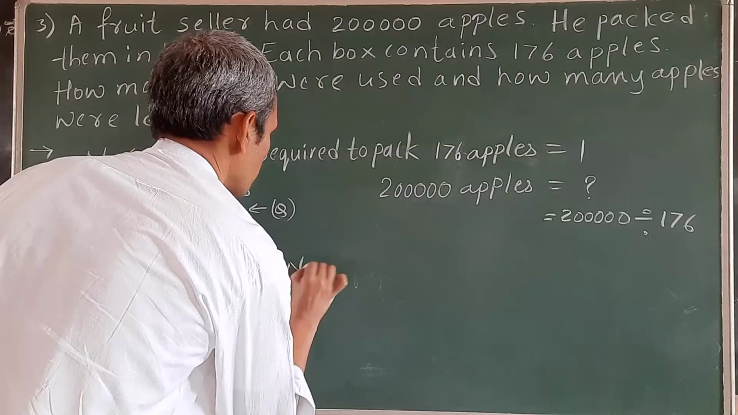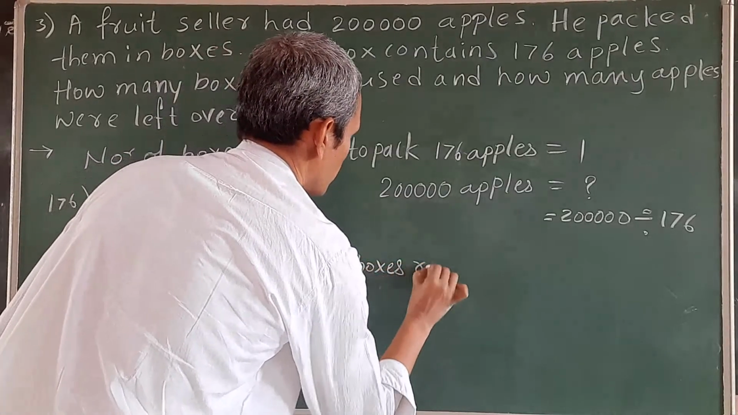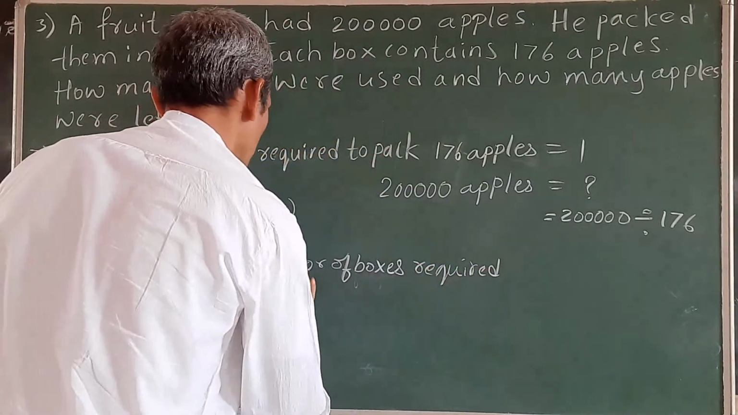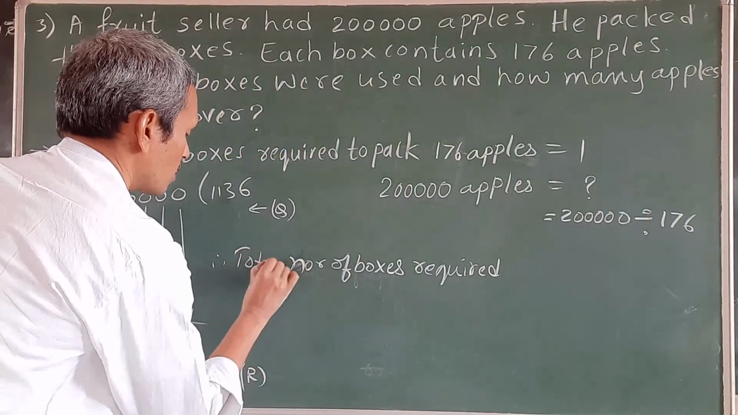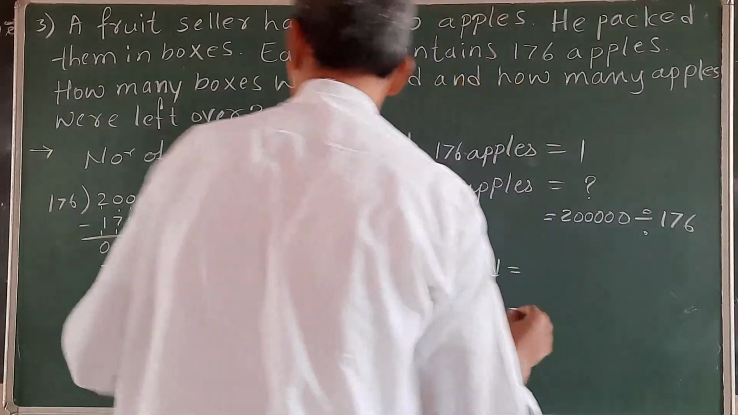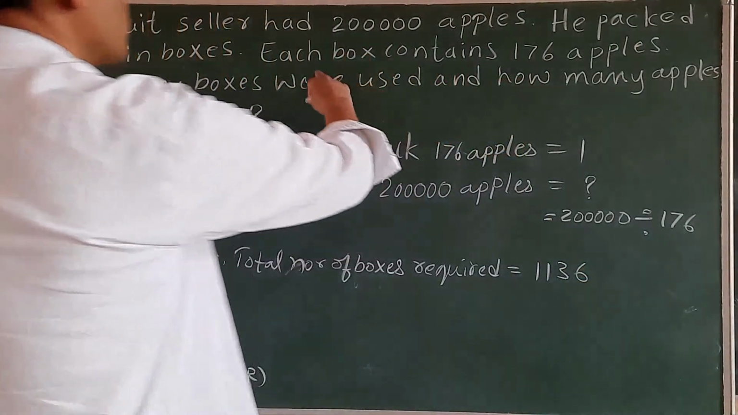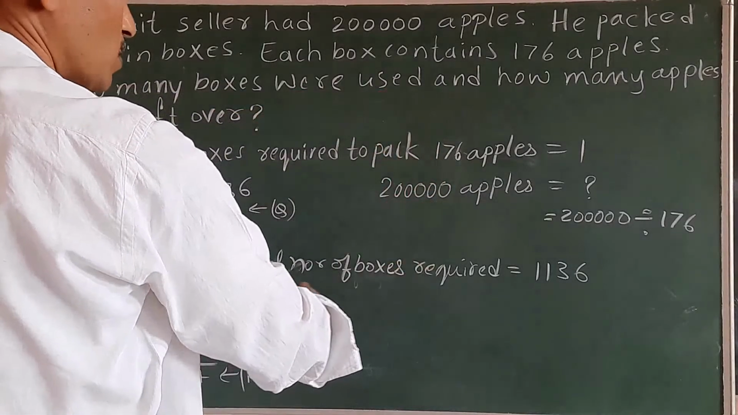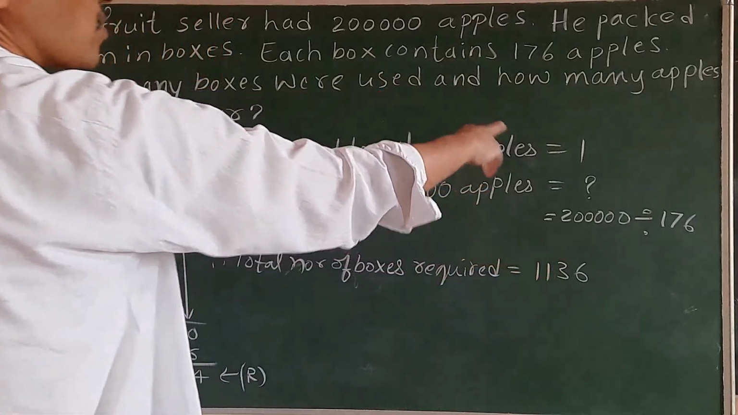Therefore, the total number of boxes required to pack 2 lakh apples is 1136. How many boxes were used? The total number of boxes used is 1136.